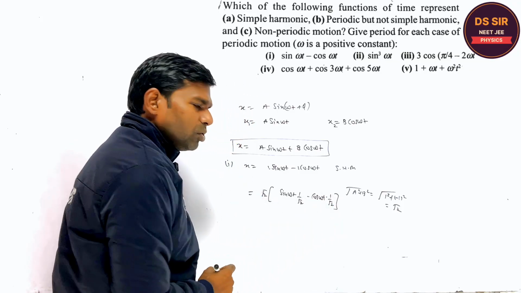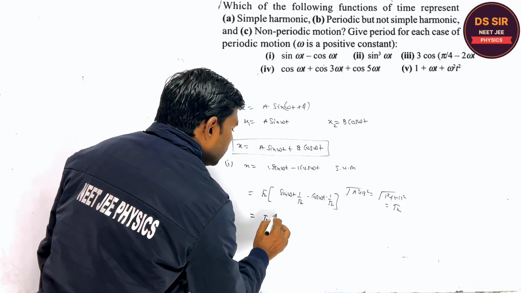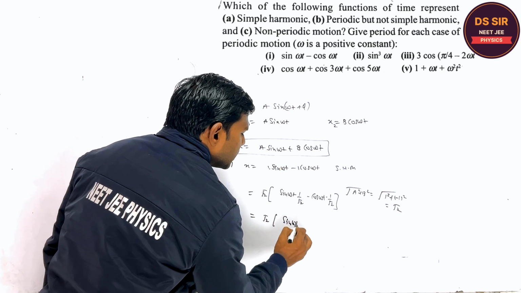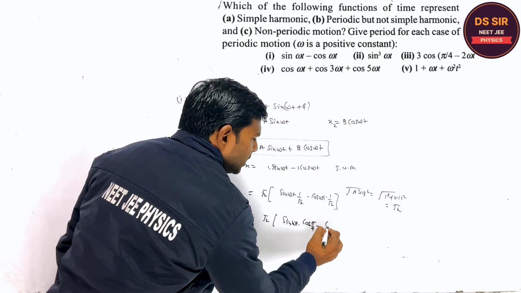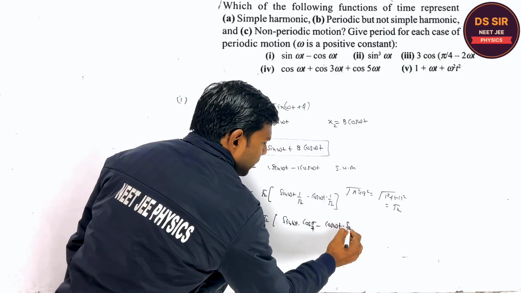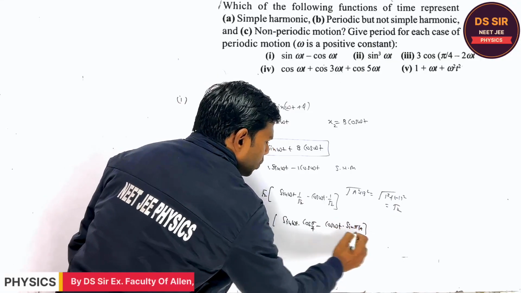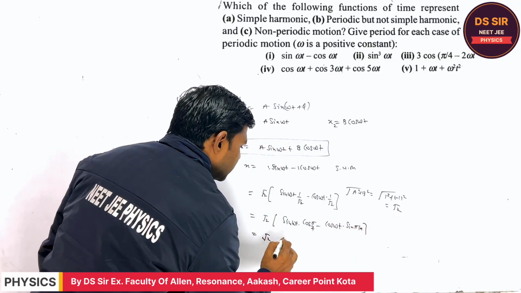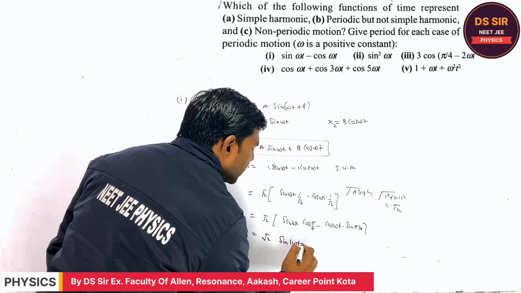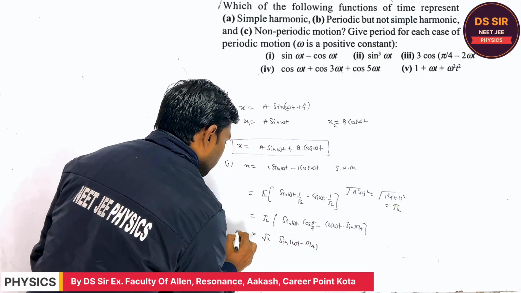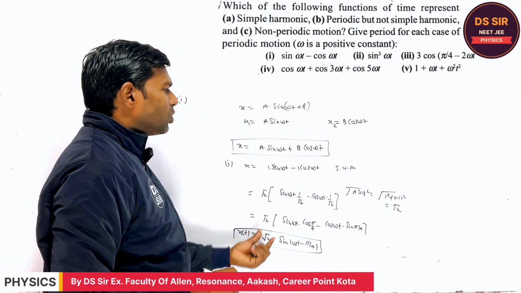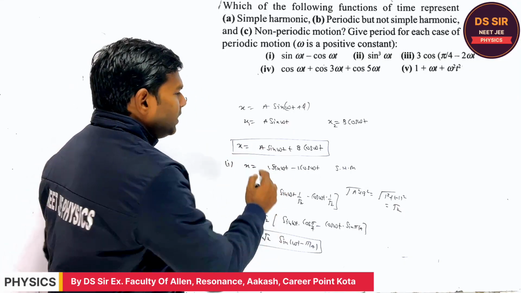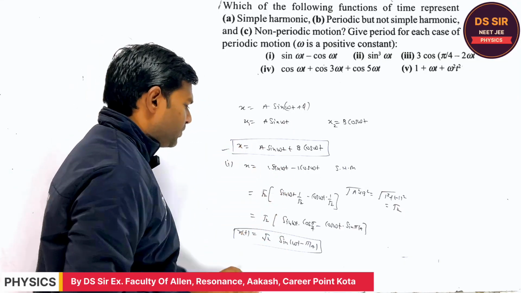Is it clear or not? So what will you write? Sin omega t cos pi by 4 you may write, minus cos omega t sin pi by 4 you may write. So what is this formula? Say sin (omega t minus pi by 4). This is x as a function of time t. So is it SHM or not? You always keep in mind the first option was SHM.